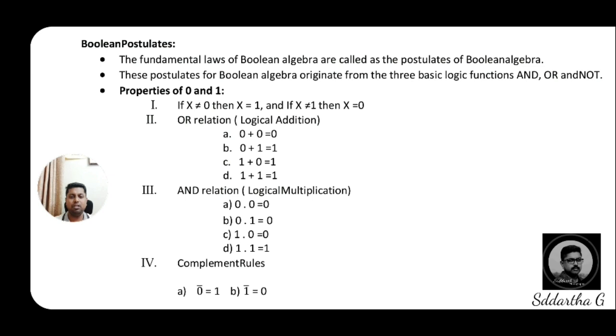In this particular property, when any one input is 1, the result is 1. And the last condition, when both inputs are 0, only then we get the result 0. These are the maximum 4 possibilities of zeros and 1 for the OR relation or logical addition relation. Then the next one is the AND relation, also called logical multiplication.